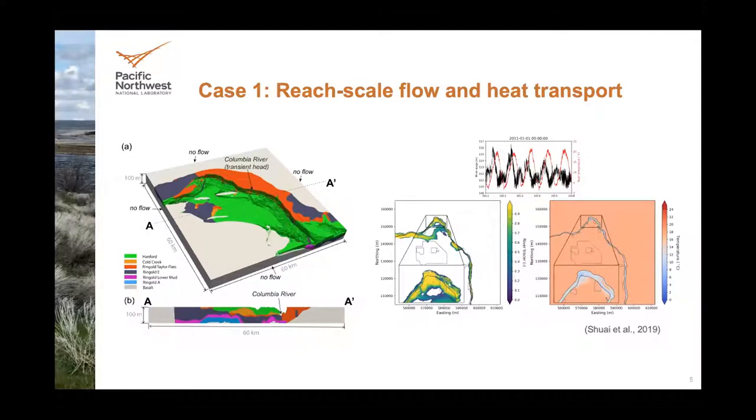So if we don't have the parallel computing capability, we cannot run a model in such a large domain. And the animation on the right shows the dynamical change of river tracer, shown here by the yellow color, and also the temperature change over time, which is shown on the right. The moving blue line shows the dynamic change of the water level, and the red line shows the temperature.